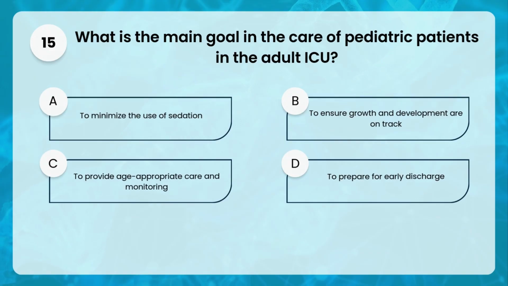Number 15. What is the main goal in the care of pediatric patients in the adult ICU? A. To minimize the use of sedation. B. To ensure growth and development are on track. C. To provide age-appropriate care and monitoring. D. To prepare for early discharge.